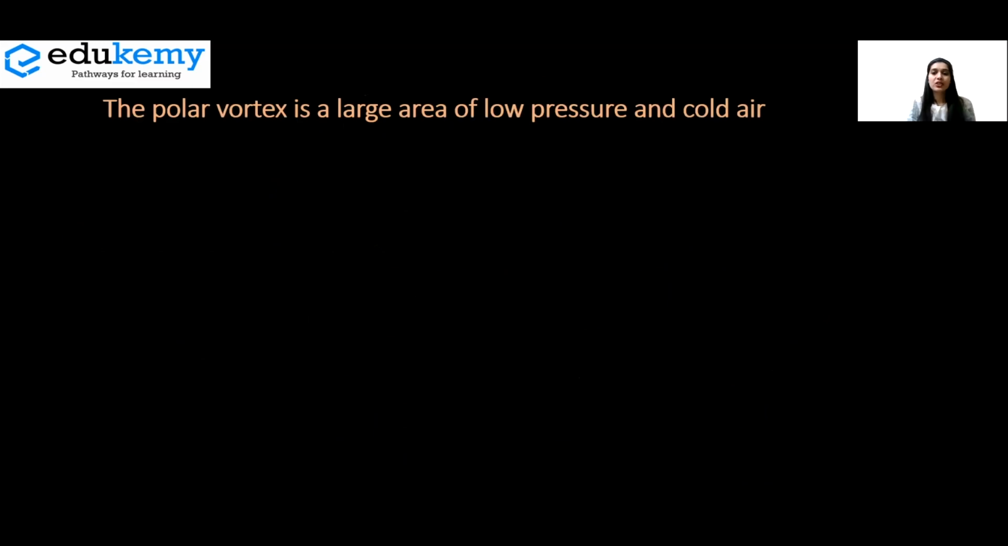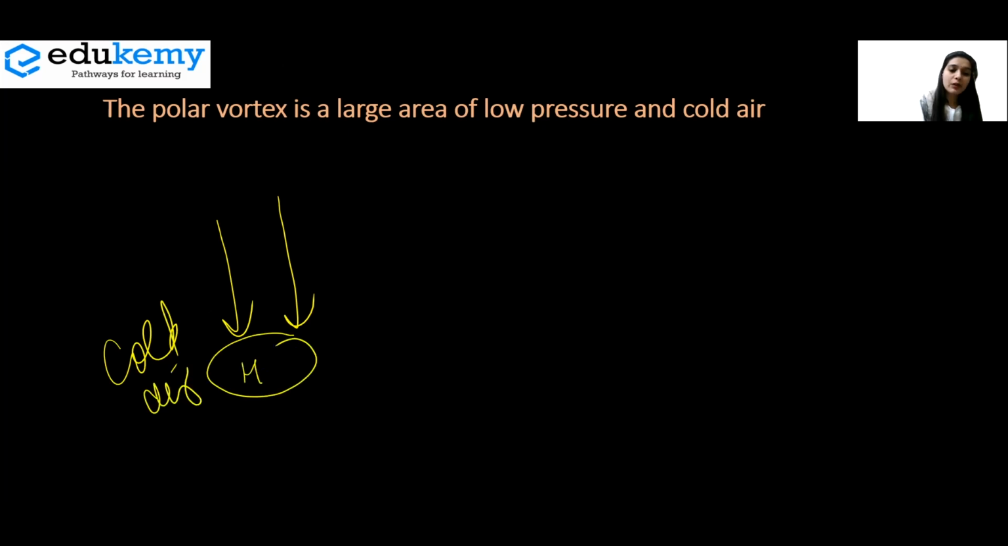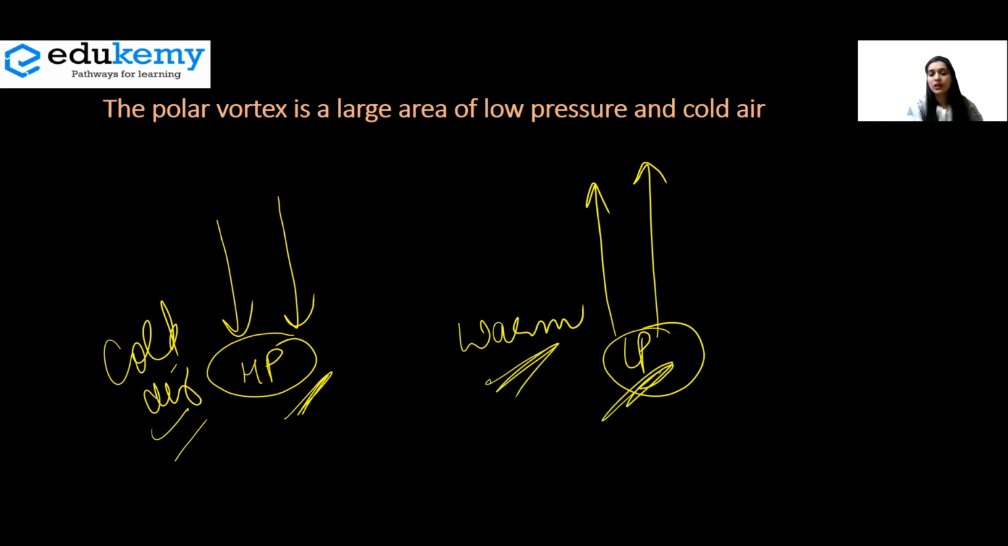So how is there a low pressure and cold air? See, generally what we have studied is when the air descends, it is generally the cold air, right? It piles up here and forms a high pressure. And the warm air is something that rises and creates a low pressure. So what we have studied is that cold air is basically associated with high pressure and warm air is associated with low pressure. But what we are talking about here is a low pressure with the cold air at the poles. So how is this possible?